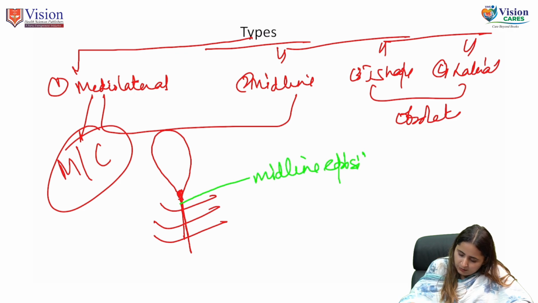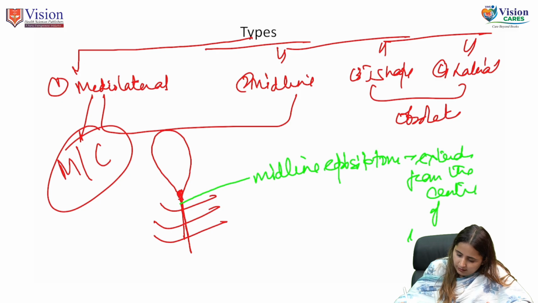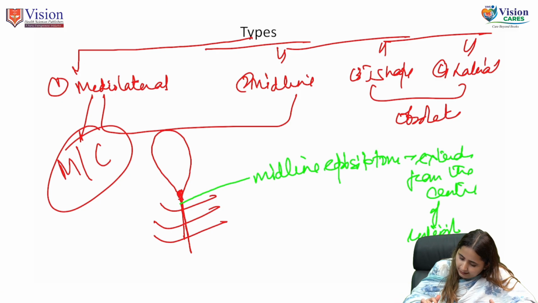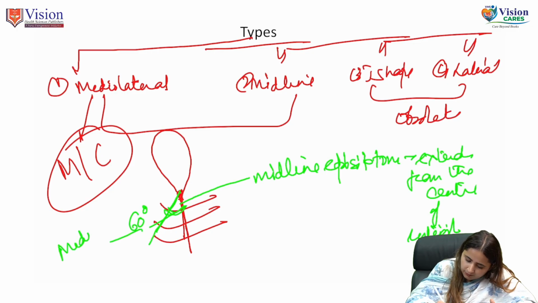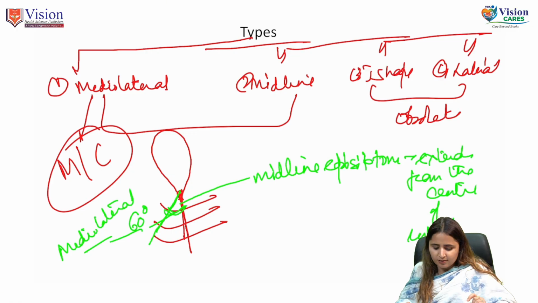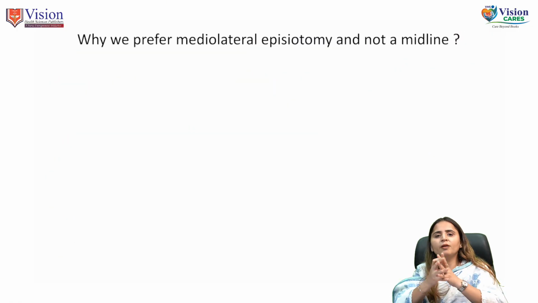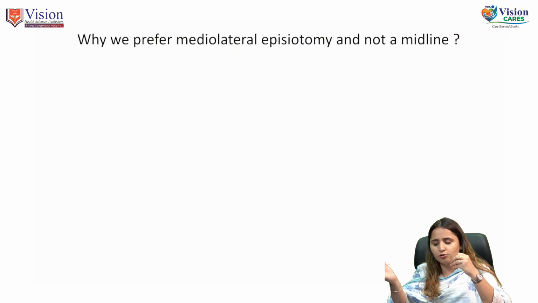Midline episiotomy extends from the center of the introitus. This is our midline, right? And then another one, this is our 60-degree angle. So this is our mediolateral. We prefer mediolateral in comparison to the midline. Why do we prefer mediolateral in comparison to midline?